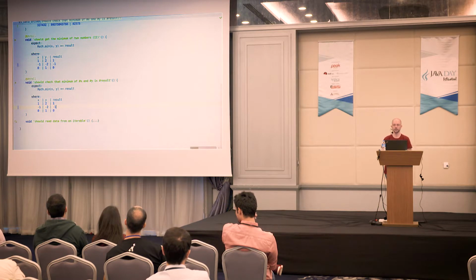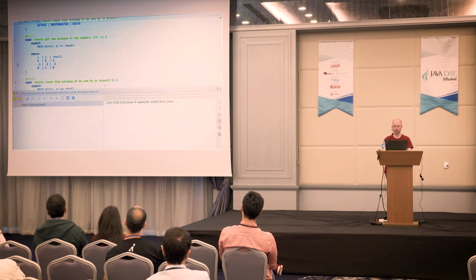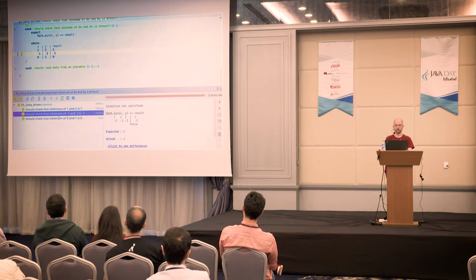So if I run this new version, we can see that, for example, the minimum between -1 and -2, it's -1, it fails, right? We can replace the variables.